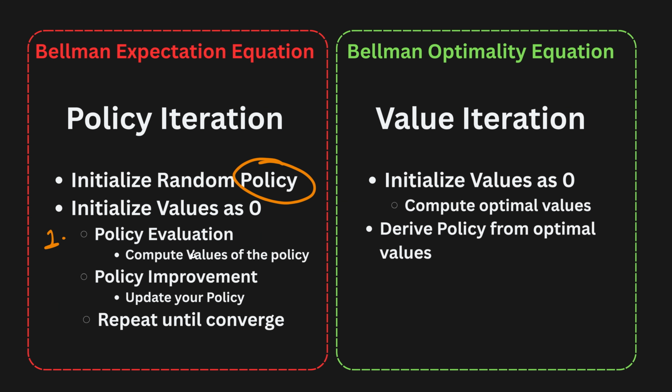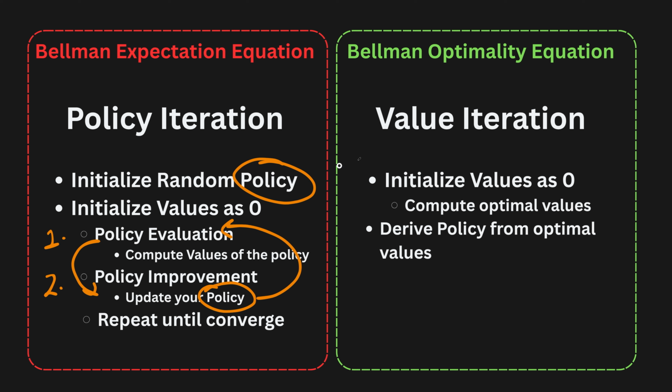Once we've computed those values, we can use them to improve our policy. So this will allow us to update our policy. And then we're going to take this improved policy and evaluate it again. Using the evaluation, we'll compute our values, and with our new values on the new policy, we're going to improve it again. And we're going to repeat this over and over again until we converge. So that's policy iteration, and that's what we're going to be focusing on today.